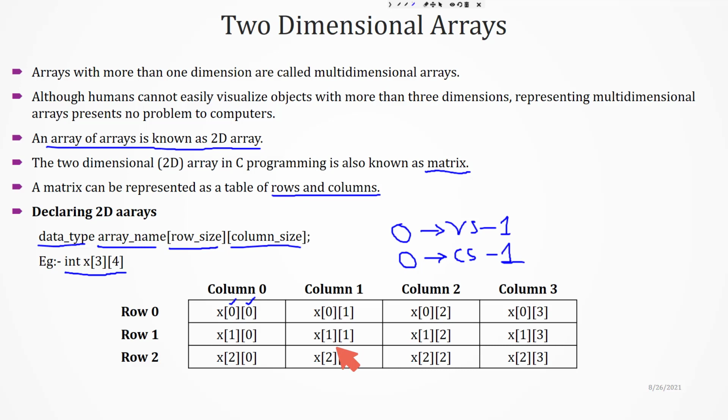Is it clear? Any doubt? If it is clear, please type clear in the chat box. Okay. You always visualize rows and columns. Advait?